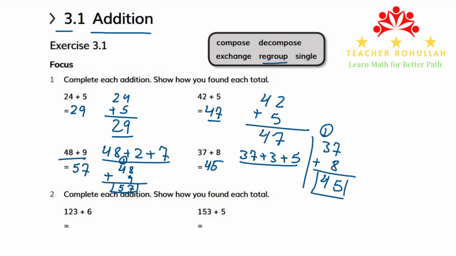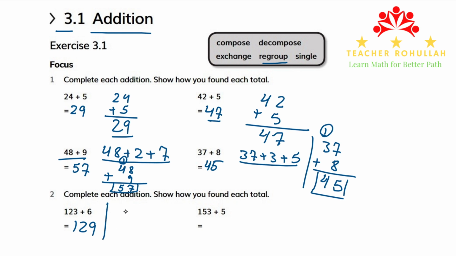Let's now move to question number 2. In question number 2 also it says, complete each addition. Show how you found each total. Here we have a 3-digit number added to a 1-digit number: 123 plus 6. To solve this problem, I will use counting on. We have 123. If we count on 6 numbers, we will get that the answer is 129.